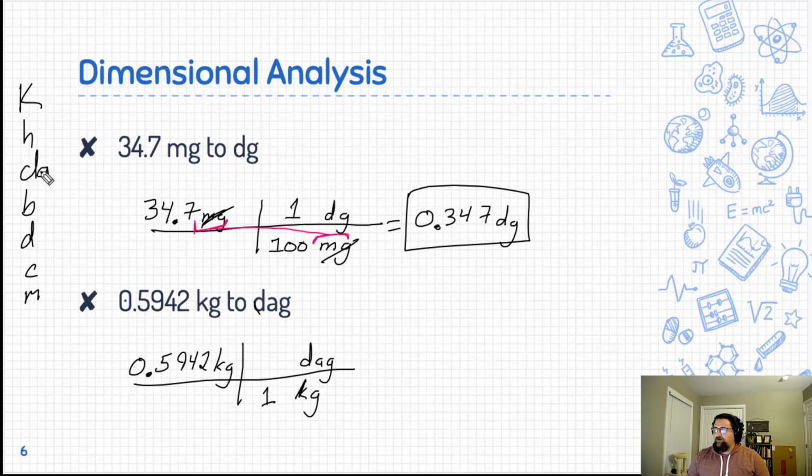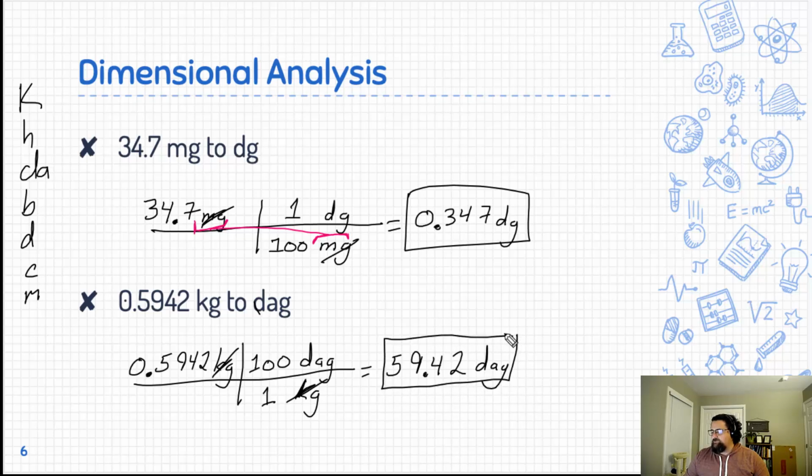And now we need to know, well, how much does it go up? Well, from deca to hecto is 10, hecto to kilo, 100. We go up twice, so it's 100. All right? And again, if we were to go up again, then it'd be 1,000. Again, after that, 10,000. And now we just do the math. Kilograms top and bottom, so that unit cancels out. We now know that we're in decigram, 0.5942 times 100 divided by 1, and we get 59.42 decigrams. All right, easy dimensional analysis.